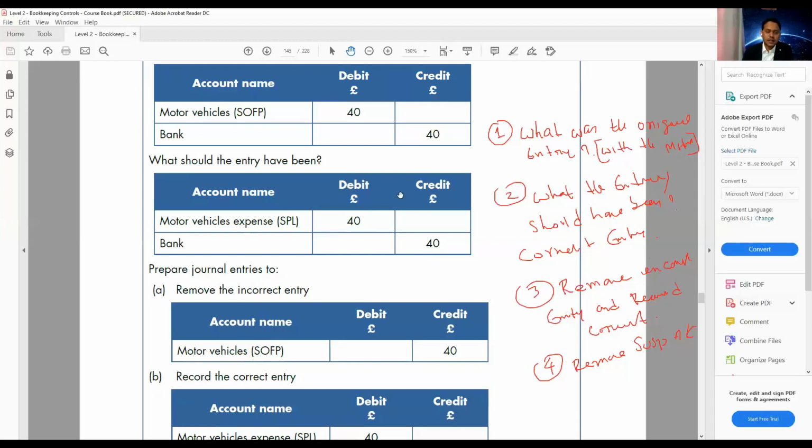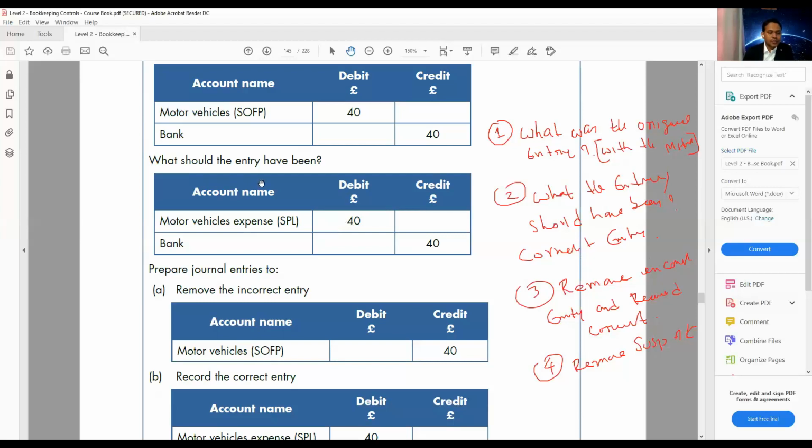So bank is correct. There is no problem with the bank. This is incorrect, motor vehicle. I need to change the motor vehicle to motor vehicle expense. How are we going to do that? We're going to change this one. We're going to remove motor vehicle, so make it credit, and it will be gone. And record the motor vehicle expense, debit, new.